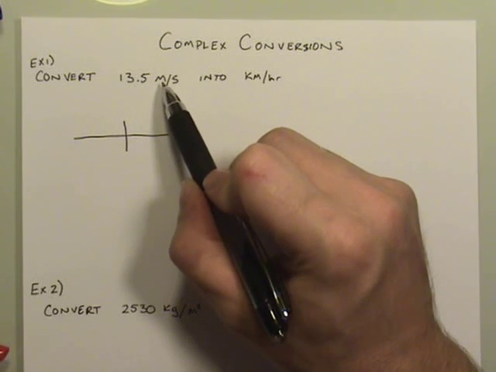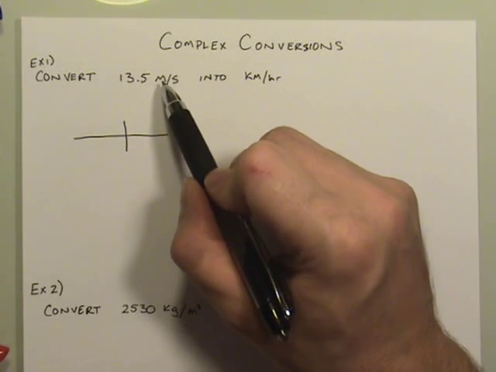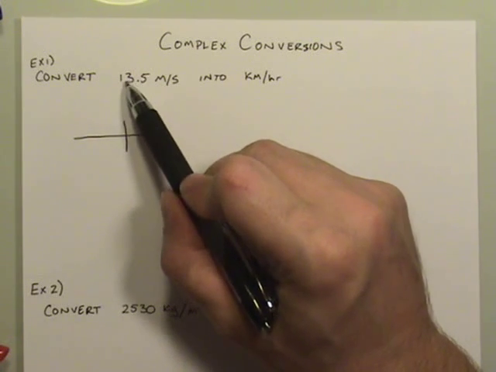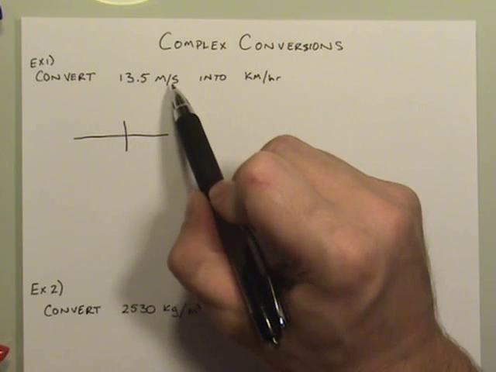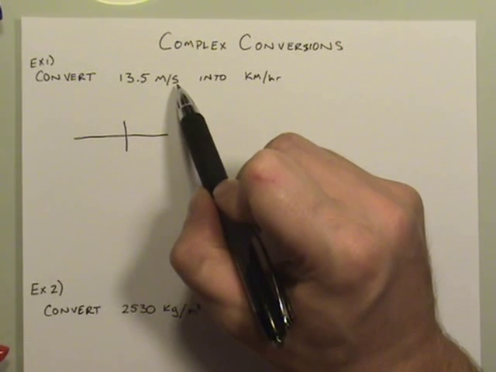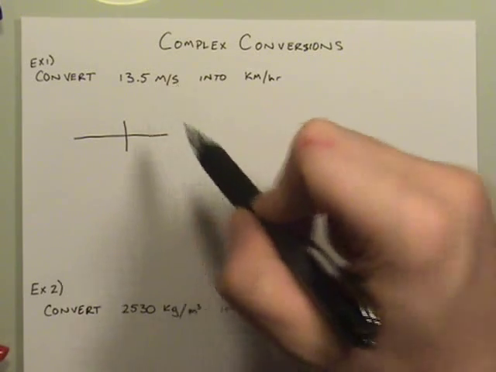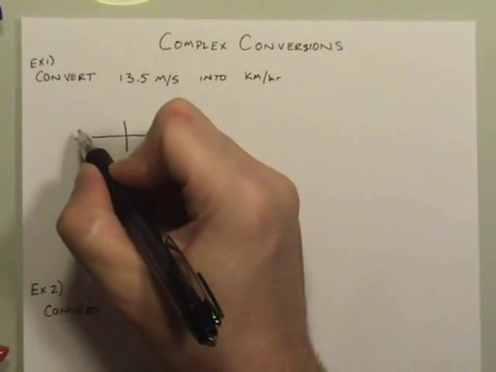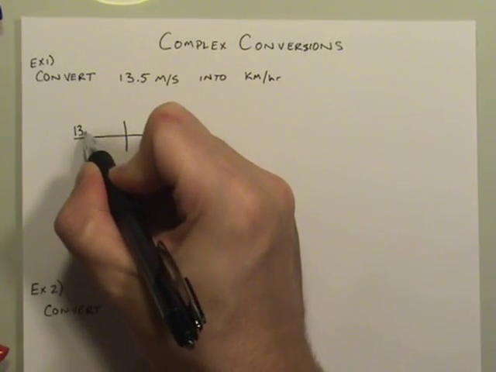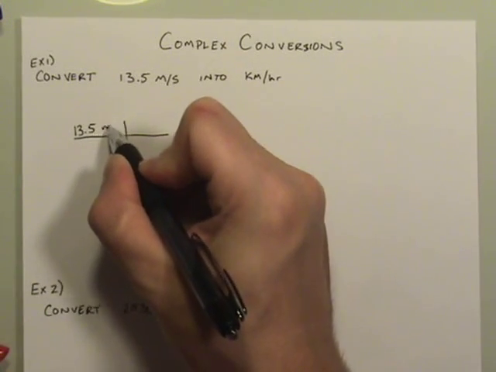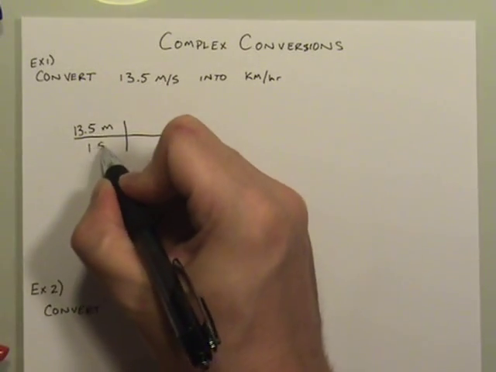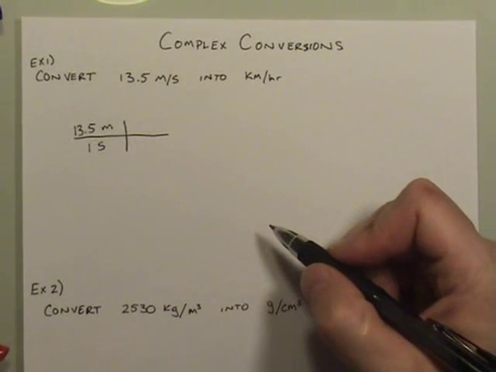Now, it's probably fairly obvious, but let me be really clear about this. When you say 13.5 meters per second, what it means is 13.5 meters in every 1 second traveled. So while it's implied that there's 1 second down here, instead of implying it, we're going to explicitly say that there is 1 second. So I'm going to separate the 13.5 meters from the 1 second on the bottom.